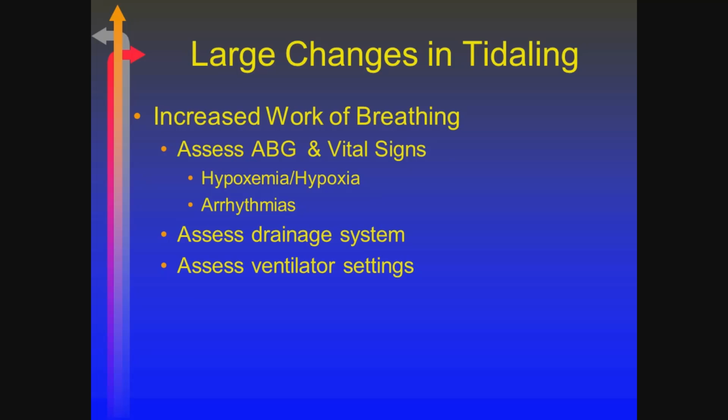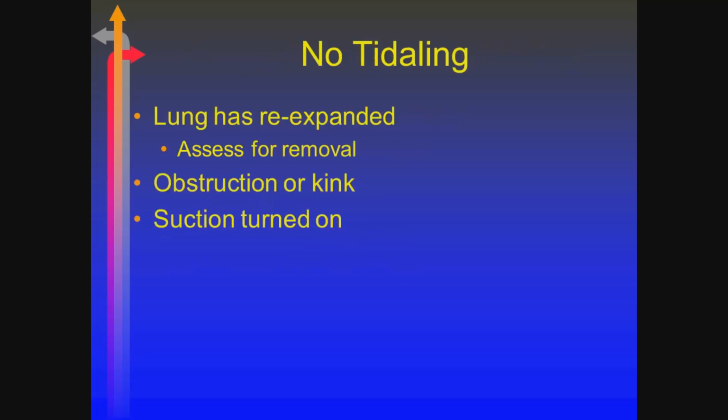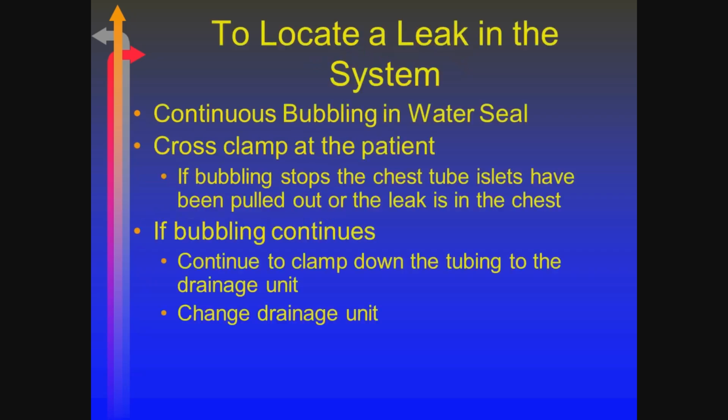But again, assess the drainage system, assess the ventilator settings, assess the patient, make sure there's not something incorrect there. If I have no tidaling, it could be that the lung is re-expanded. Wonderful. Could also be that we have obstruction present. And this is as far as locating a leak.